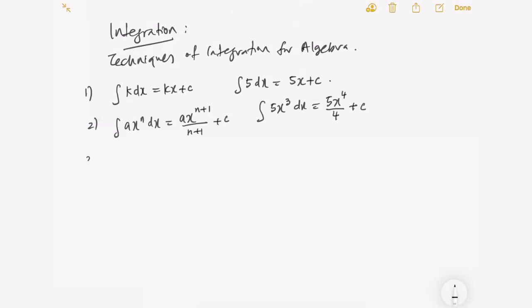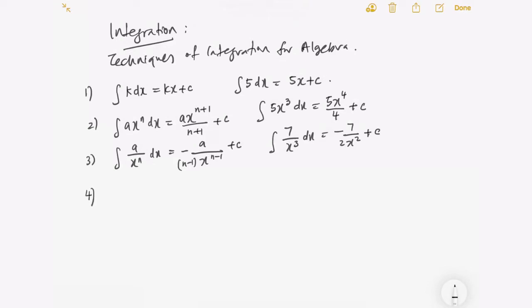The third one is what we call the reciprocal term, where the x has a power n, but it's 1 over, it's below. So we put a negative in front, copy a, copy x. Now instead of increasing the power, we reduce the power by 1 and we divide by the reduced power plus c. Well, for example, I may give you, let's say, 7 over x^3. When you integrate, put a negative in front, copy 7, copy x, reduce the power by 1, 2, put a reduced power in front plus c.